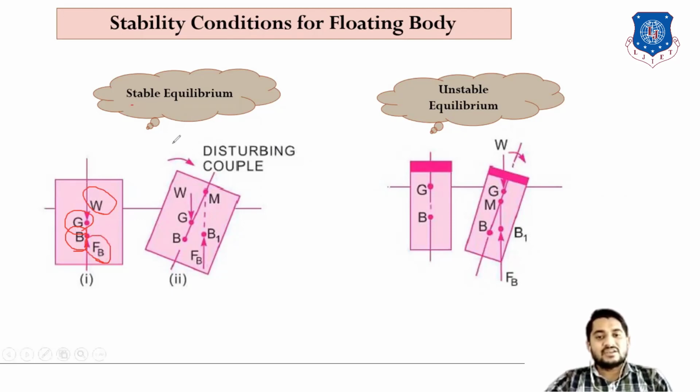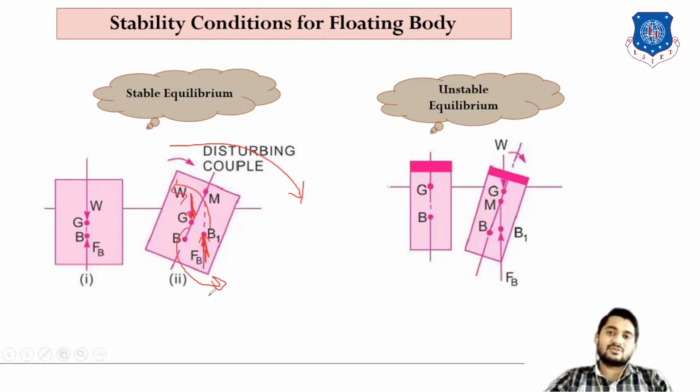If we give a theta degree clockwise tilt to this body, the body tilts, and the center of gravity will not change its position, but the buoyancy force will change its position. So W is here and FB is here, and the line of action is here. The outer moment is clockwise, and on the inner side there is also an anti-clockwise moment. You can see that the inner side produces an anti-clockwise moment.